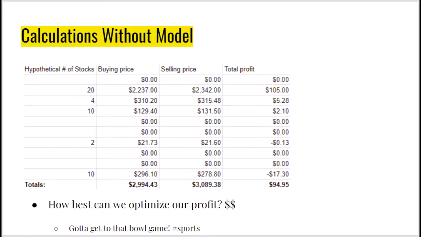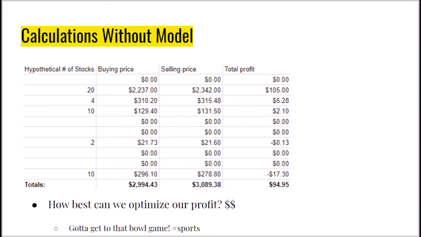Since we cannot predict how the stocks will perform, we looked at the historical trends from the previous month. We chose arbitrarily and without an algorithm to buy the number of stocks shown in the first column in hopes of making the most profit. With the numbers selected, we made a total profit of $94.95. This would reflect how amateur investors would decide to invest in the stock market.